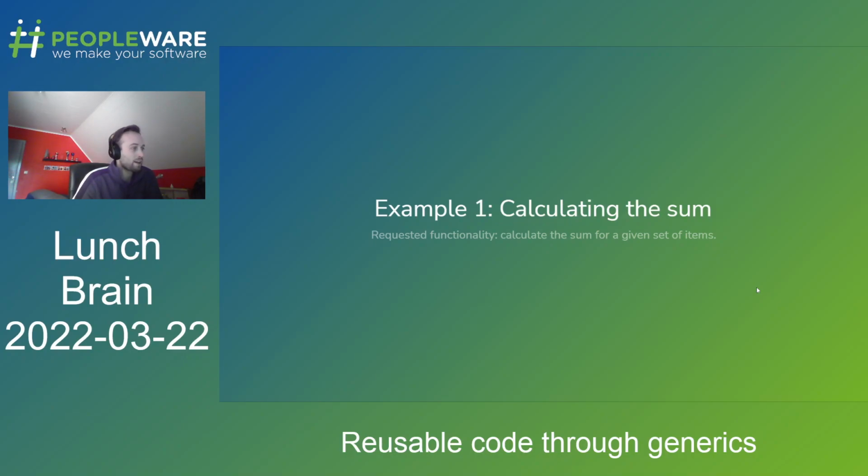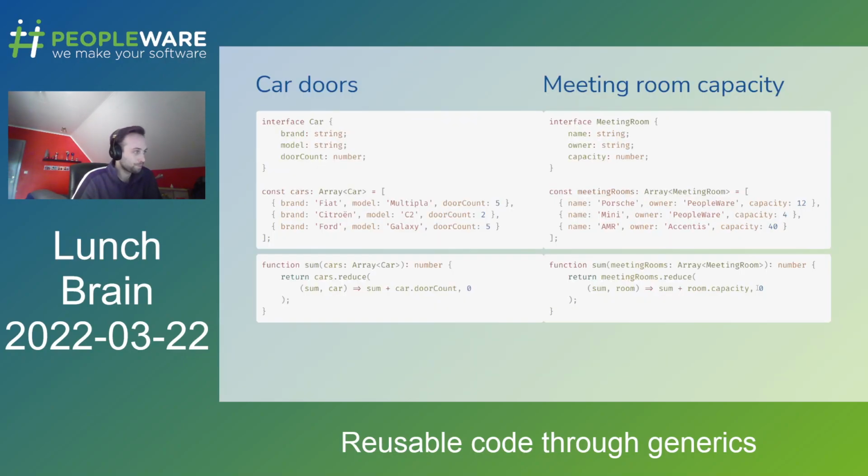We have a given set of items for which we want to calculate a sum. If we have a look at these two interfaces, we have a car interface which has some properties and a door count, and we have a meeting room interface also with some properties and a capacity. We have a set of items, some cars, some meeting rooms, and we want to know the sum of the amount of doors for the cars, and also the total capacity of all the meeting rooms.